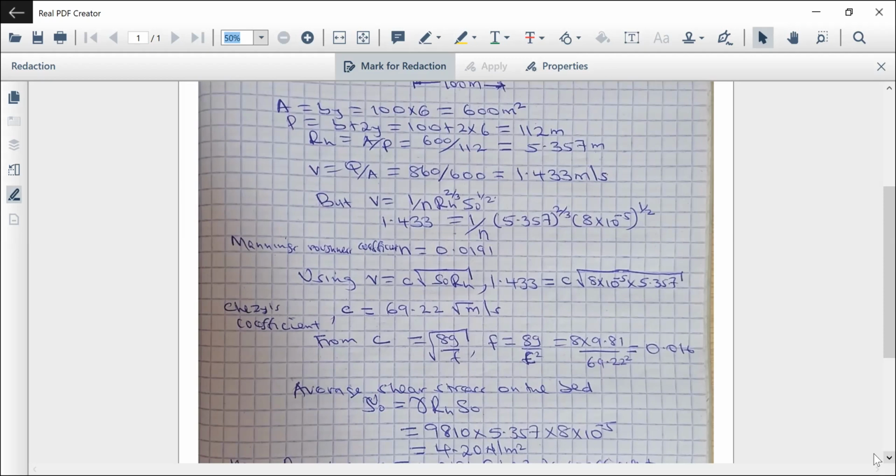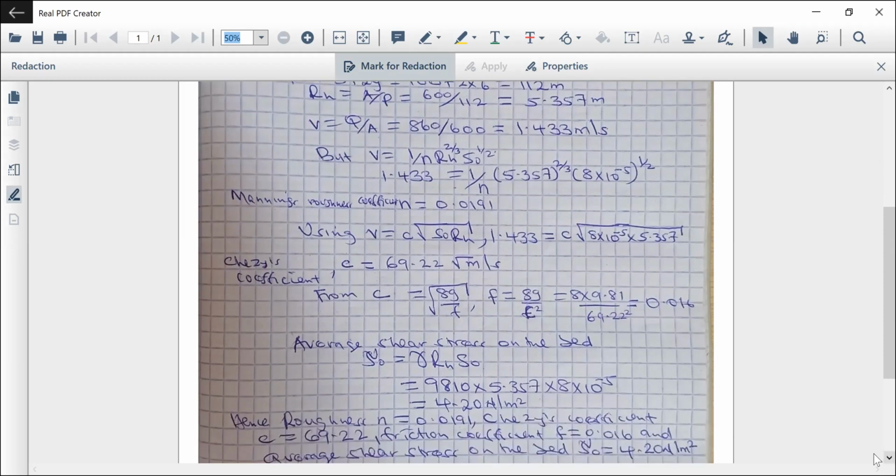Then now we go to average shear stress on the bed. Now we know that stress is pressure. Pressure is given by gamma h. Now our h here is like we use hydraulic radius. So shear stress on the bed is given by gamma, unit weight of water, multiplied by hydraulic radius, multiplied by the bed slope.